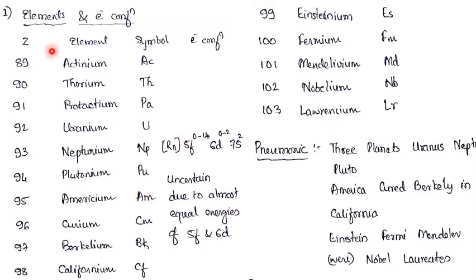Right, so as you can find, it starts with 89 actinium, and then thorium, protactinium, uranium, neptunium, plutonium, americium, curium, berkelium. The curium symbol should be kept in mind. Curium is Cm, because there is one more element, californium, from this series itself, and californium is Cf. So after curium, it will be berkelium, then einsteinium, fermium, mendelevium, nobelium, and lawrencium.